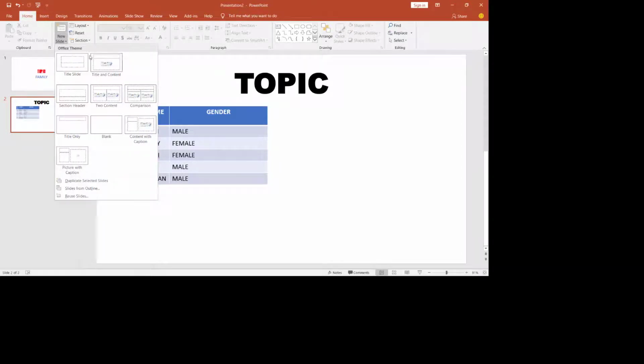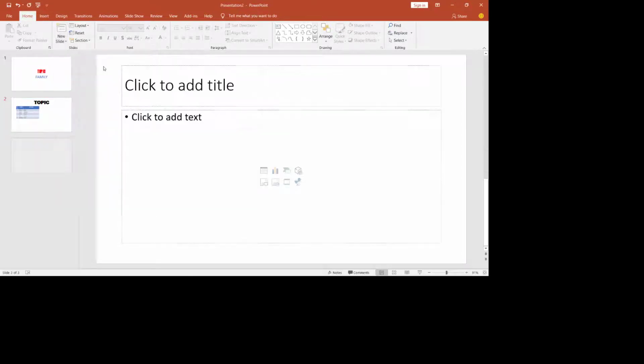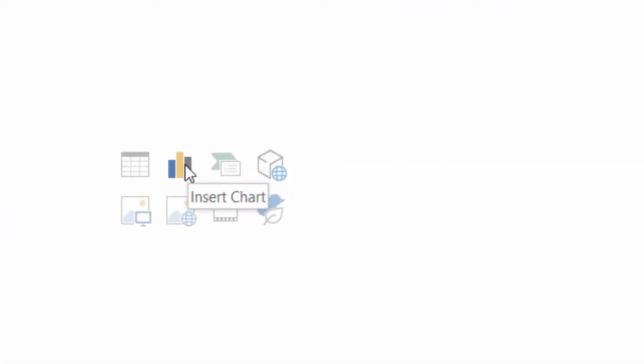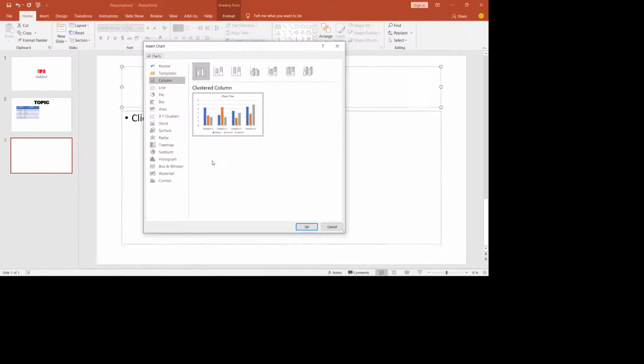We have another, still the same title and content. I will give it a title. Then the next one here is insert chart. If your work has to do with a chart, you make use of this icon. You click on it. Here you pick the chart types that you want to use. So you want to make use of columns chart, you click on it and click OK.